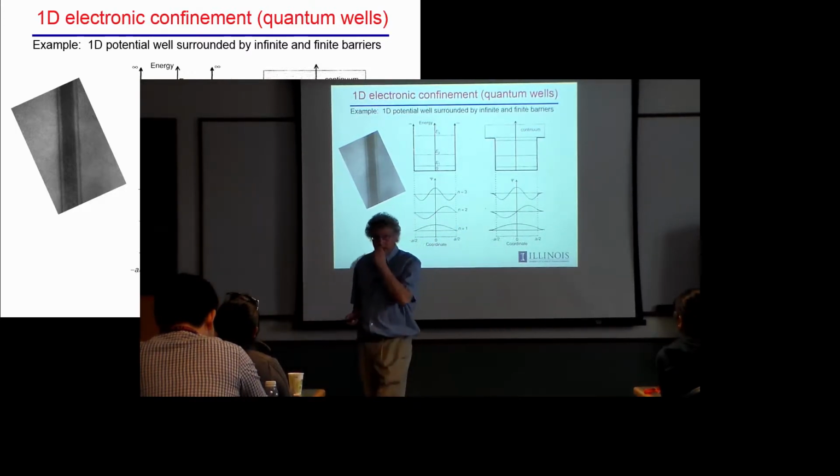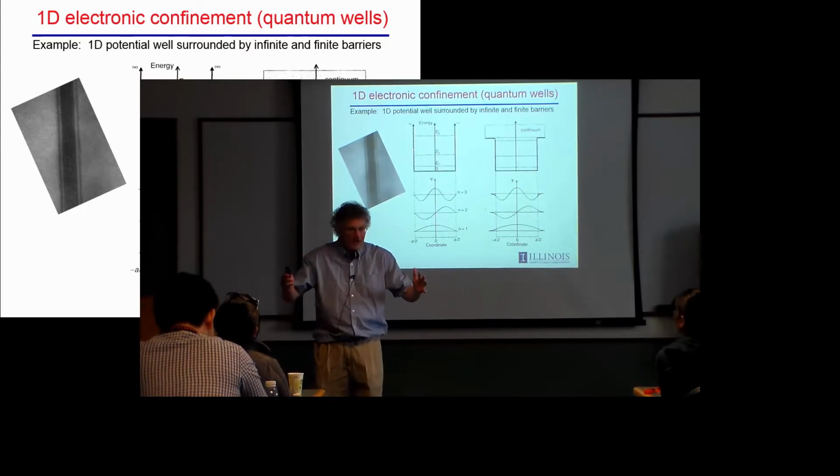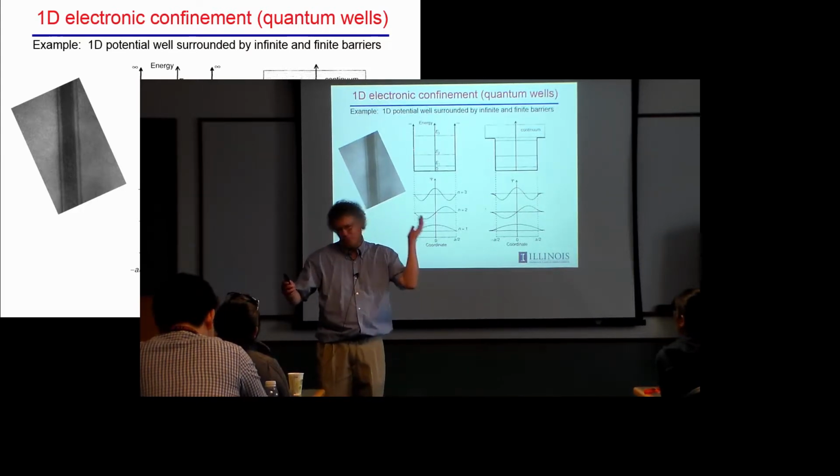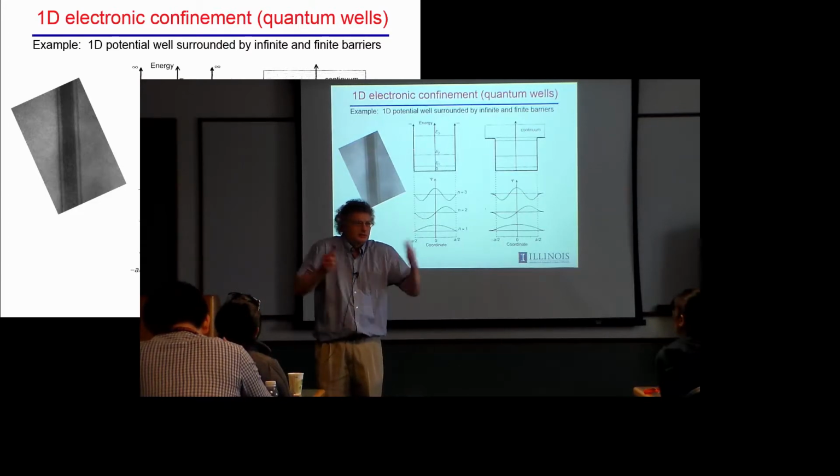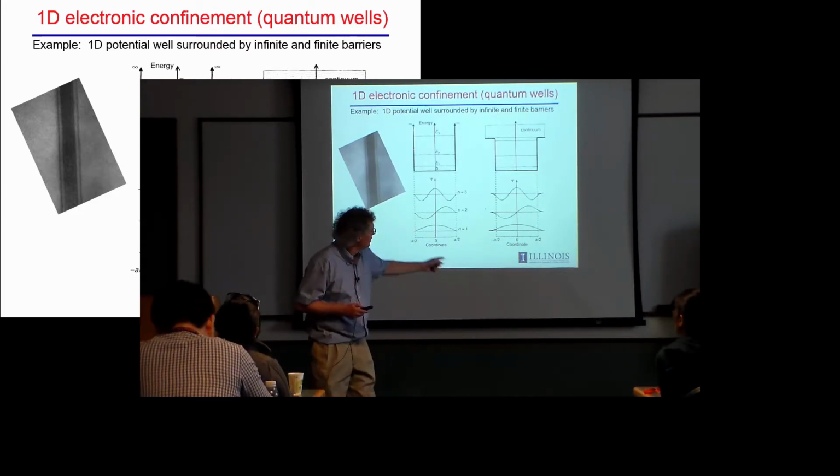Whereas in my confinement of light, I can put as many photons at any given wavelength as I want inside of that thing, because photons don't care. They don't interact with each other. Electrons do.